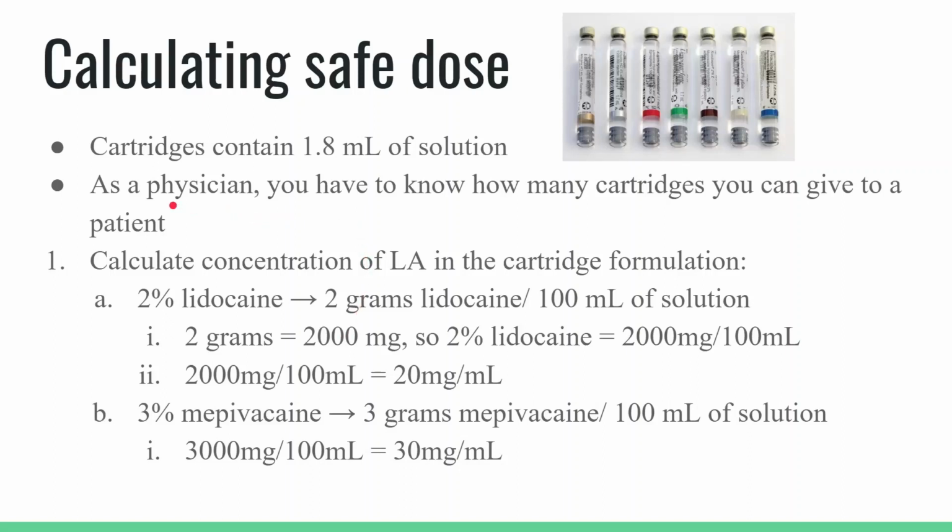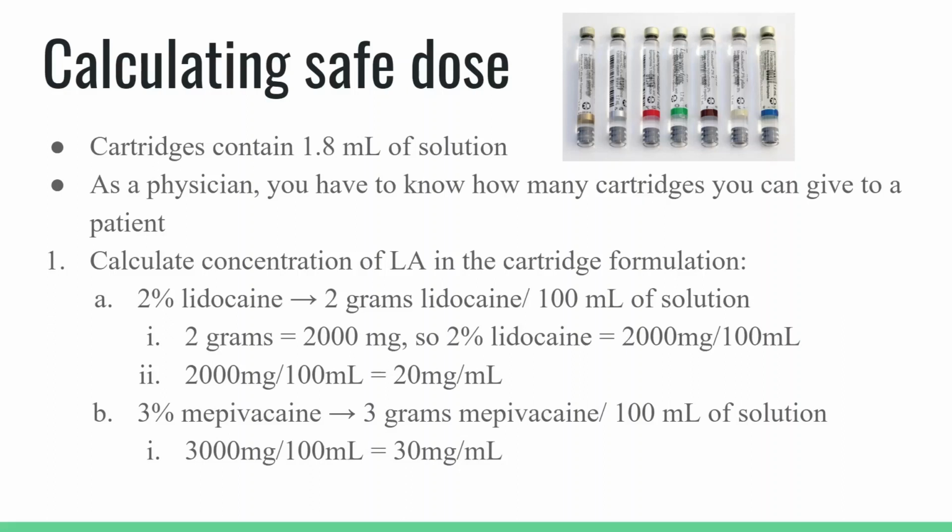So it's important to understand here that cartridges contain 1.8 milliliters of the solution, something we've already discussed. Here's what the cartridges look like, or the carpools يعني. هسا as a physician you have to know how many cartridges you can give to a patient. احنا بالتطبيق العملي ما راح نحكي والله بدي اعطي البيشنت 20 ملغ ولا 25 ملغ، لا احنا بنحكي بدي اعطي البيشنت كربوله واحده او كربولتين او 3 كربولات. هيك احنا بنحكي باللوكال انستيزيا. ف you have to calculate how many cartridges you can give safely to a patient.